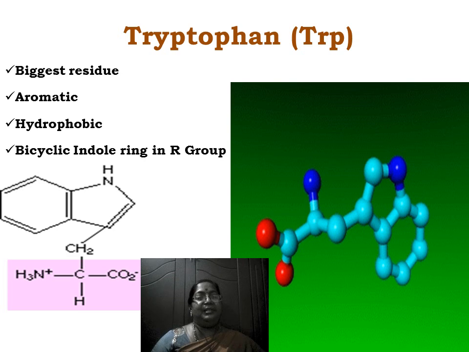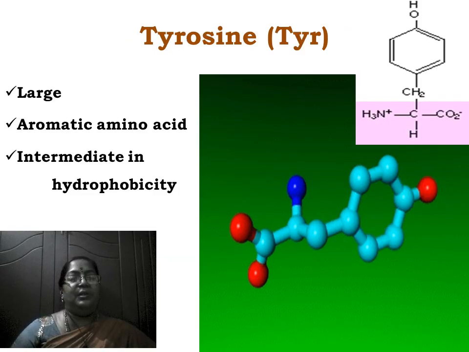Tryptophan is the biggest amino acid which is aromatic in nature, hydrophobic in nature. It has a bicyclic indole ring as R group. Tyrosine is a large amino acid which is aromatic in nature and is intermediate in hydrophobicity.